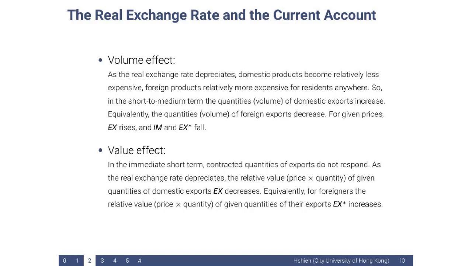So in the short to medium term, the quantities or volume of domestic exports increases. The partial derivative of EX with respect to Q is going to be positive, whereas the partial derivative of EX star with respect to Q is negative. So for given prices, EX rises and IM and/or EX star falls specifically.